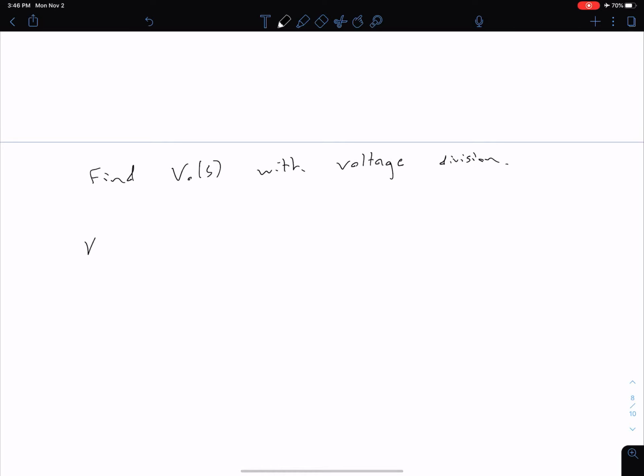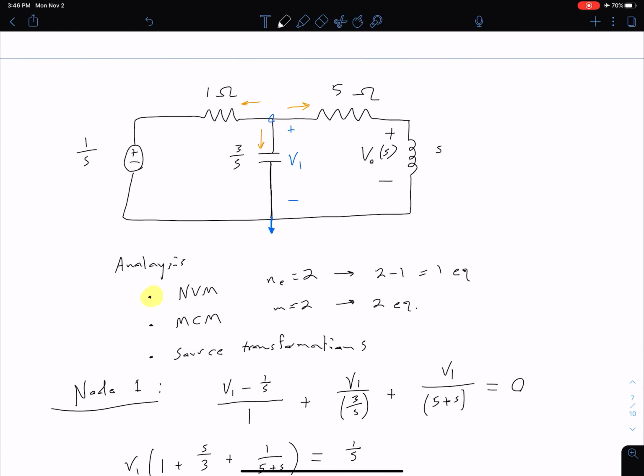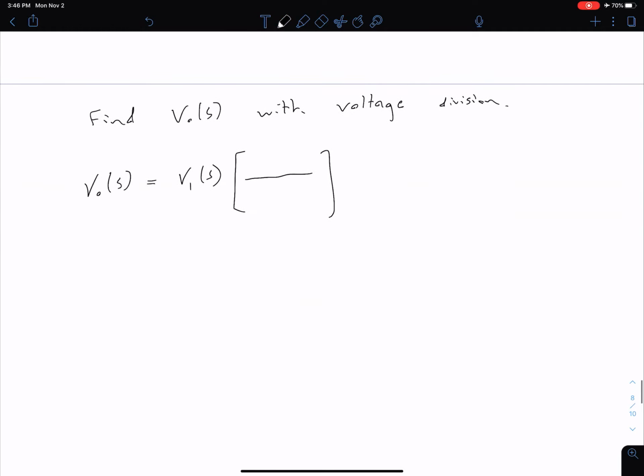So we can say our V out of S is equal to our V1, and again we can write explicitly that that's a function of S. Then coming back up here to our circuit, let's see what we need to multiply that by. We're interested in the voltage across S, so that's going to be in the numerator, and it's a series combination of 5 and S, so we're going to have 5 plus S in the denominator. So we have S divided by S plus 5.